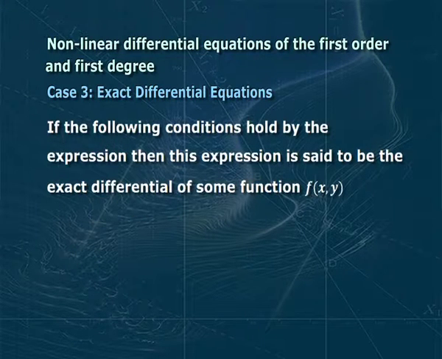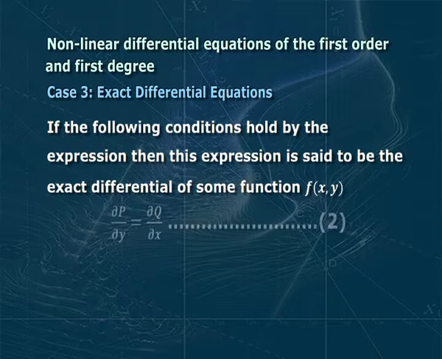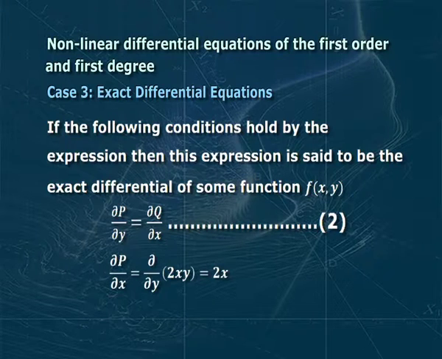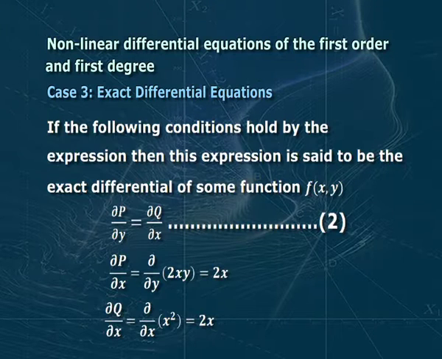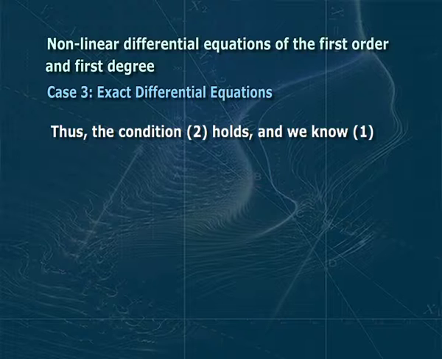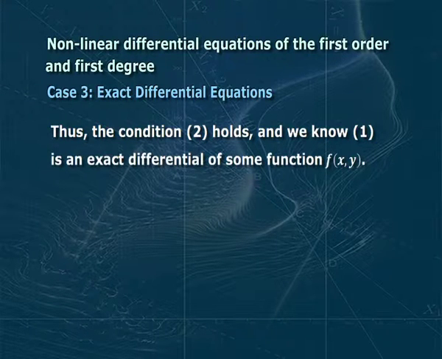If the following conditions hold for the expression, then this expression is said to be the exact differential of some function f(x, y). Now we see that delta P by delta y is equal to delta Q by delta x, where delta P by delta y is equal to delta by delta y of 2xy equal to 2x. Delta Q by delta x is equal to delta by delta x of x square equal to 2x. Thus the condition 2 holds, and we know from 1 that it is an exact differential of some function f of x, y.